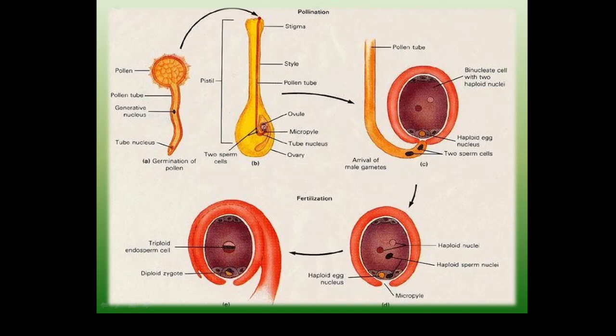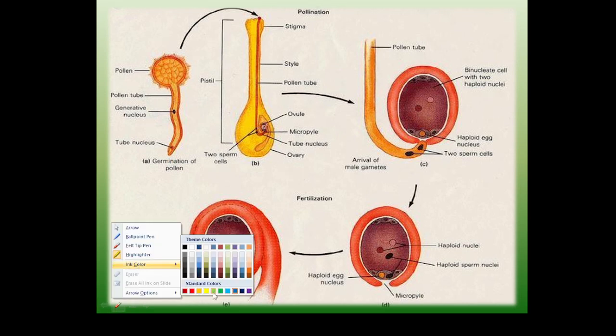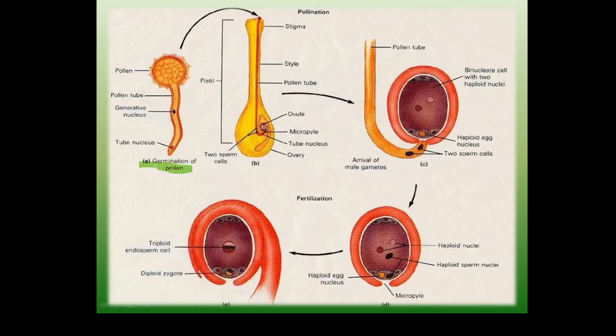So A, you can see the germination of the pollen grain. So it is germinating. B, you can see that the tube has already formed and it is entering the ovule. Now from C we are seeing a closer look of the ovule. So the pollen tube is here.